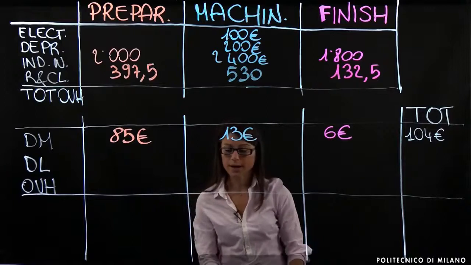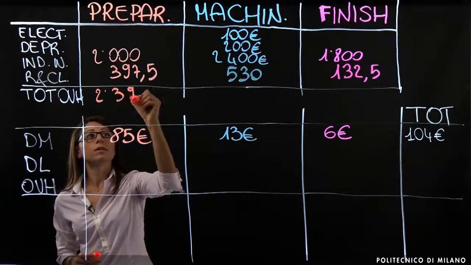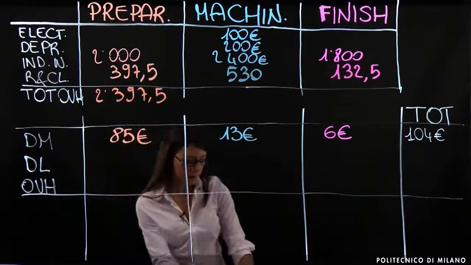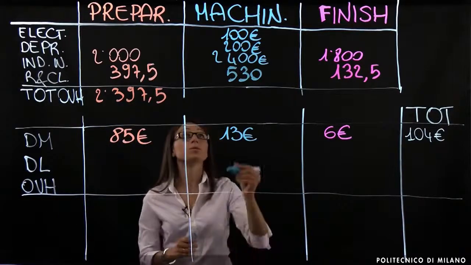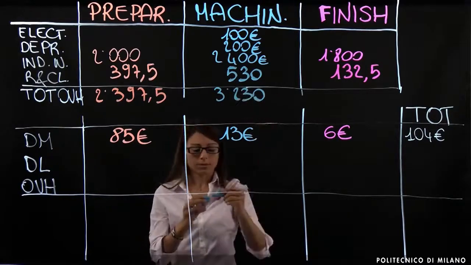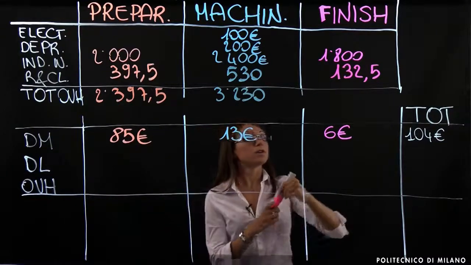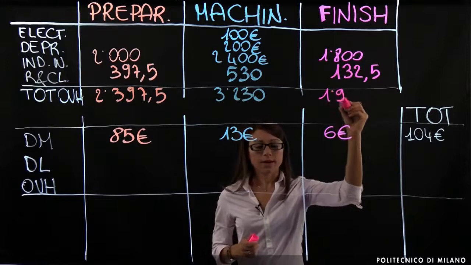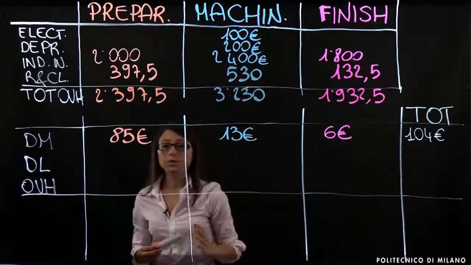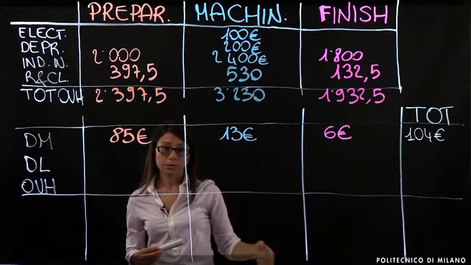So the total value of the overheads will be the following. We will have 2,397.5 euros, which is the value of the overheads in the preparation department. If we do the same for the machining department, we will have 3,230 euros. And finally, we can calculate the value of the overhead within the finishing department, which is 1,932.5. In this way, we have addressed the first requirement of the exercise, which means that we have calculated the value of the overhead within each of the three departments.